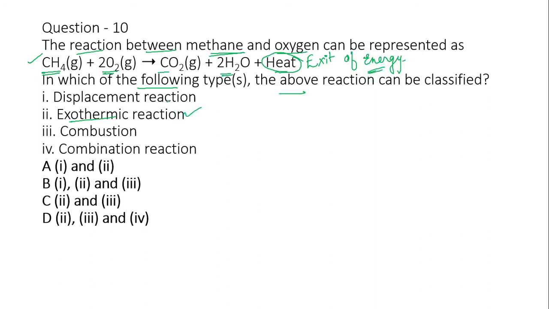Correct? Can we keep it in combustion reaction? Answer is yes. Why? Because whenever a combustion reaction occurs, the products formed should be carbon dioxide, water and your energy. What kind of energy? Heat and light. Okay? So in this reaction you will find that there is CO2, there is water, and there is heat energy. It simply means that this is a combustion reaction.